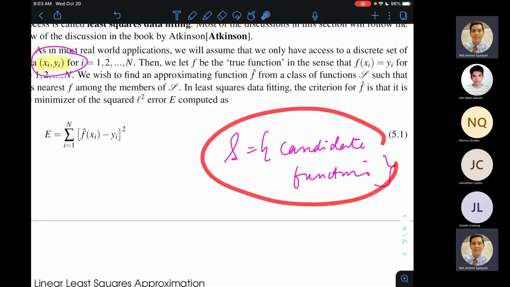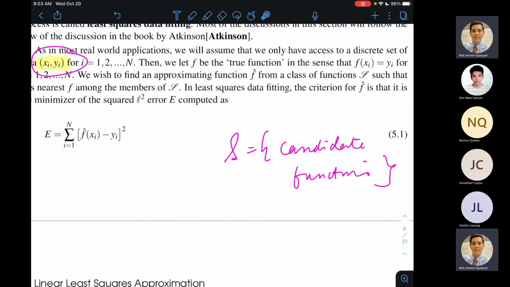And I will put all of those functions into a set S of candidate functions. And I will choose from S, among them, the functions that will minimize the squared errors. All right. And we will talk about two types of class S, a set of candidate functions. Namely, gagawin natin candidate functions lahat ng linear functions, tapos quadratic functions din.